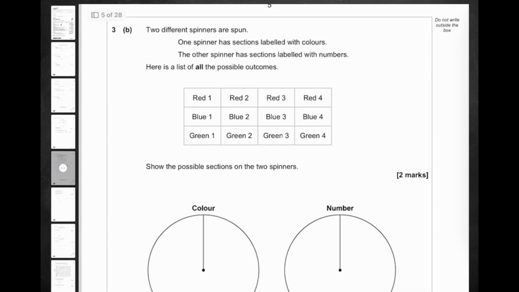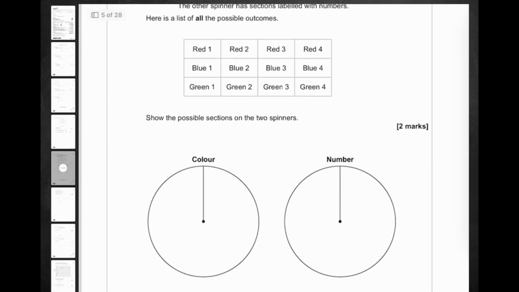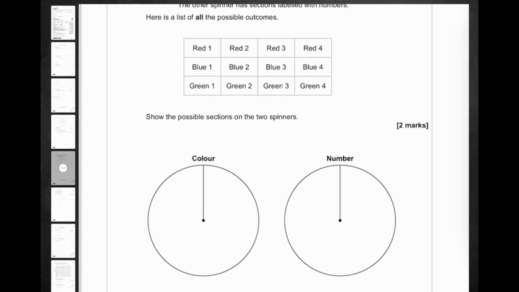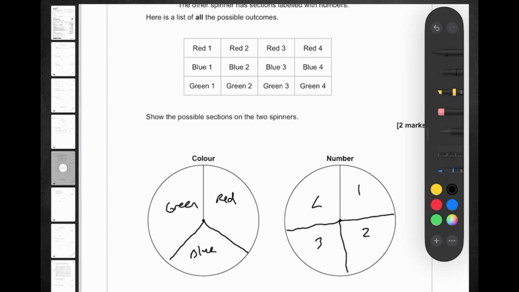Well, it never states that the spinners are fair, and it doesn't give us probabilities of any of the outcomes. So all we need to do is, for the colour one, we know it's only going to be red, blue, or green, and for the number one, it's only going to be 1, 2, 3, and 4. So I'm just going to split this as evenly as I can. And we're going to say red, blue, and green. And for the number one, 1, 2, 3, and 4. And that's all you need to do.